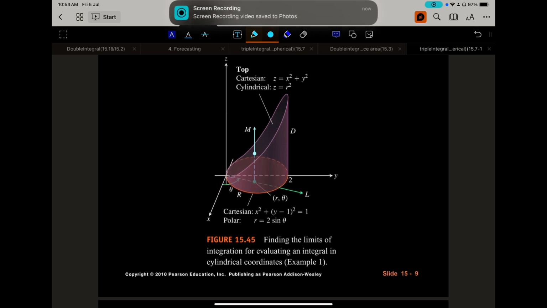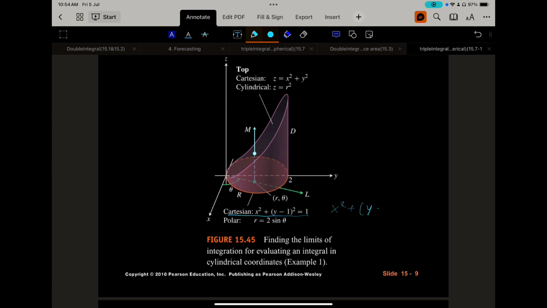Okay, so let's now try to show you this picture. We have the Cartesian coordinates, x squared plus (y minus 1) all squared equals 1. Now this is the lower circle. We have in polar r equals 2 sine theta. And at the top here we also have z equals x squared plus y squared. Now this is the upper surface.